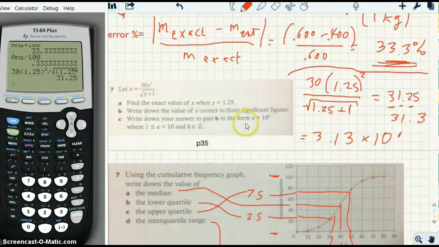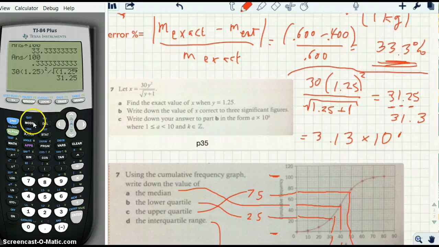C, write down your answer to part B in the form of scientific notation, which is, the first number has to be between 1 and 10. It could be 1, it cannot be 10, it can be 9.99999. The 10 to the k has to be a positive or negative integer. So to change this, we can see that we do need to move the decimal point one place. So we would put 3.13 times 10 to the first, right? And how do we know it's 10 to the first? Well, we can multiply it out: 3.13 times 10 to the first, and 10 to the first is 10. So that means I moved the decimal place out 1, so it's 31.3. Oh, I got the right answer.